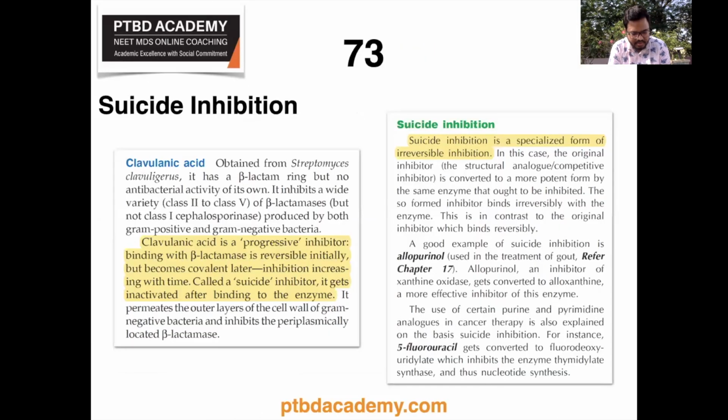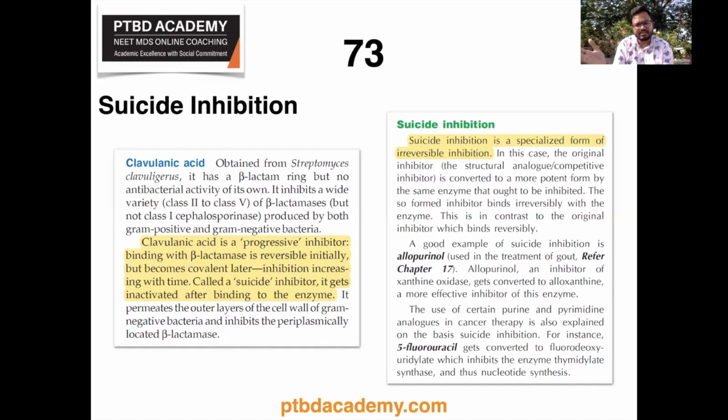Suicide inhibition is the keyword which I received. We discussed the same in our e-classes and also in study club discussions several times, if you remember. So there are two or three contexts which I would like to discuss. As you can see, in case of clavulanic acid action, there is suicide inhibition, as you can clearly see in the literature given in Tripathi. Clavulanic acid is a progressive inhibitor; binding with beta-lactamase is reversible initially, but becomes covalent later. Inhibition increases with time, so it is called a suicide inhibitor. It gets inactivated after binding to the enzyme, right?